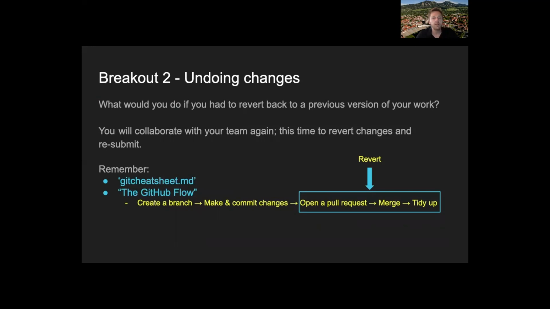Okay, so just a couple of things to remember. You want to use the Git cheat sheet if you get stuck. Those commands are there for you to look at, and you're going to realize that the GitHub flow in this case is a little different, and you're going to learn a little bit about the mechanics of how reverting those changes works. All right, so good luck, and I hope the second breakout session is successful.